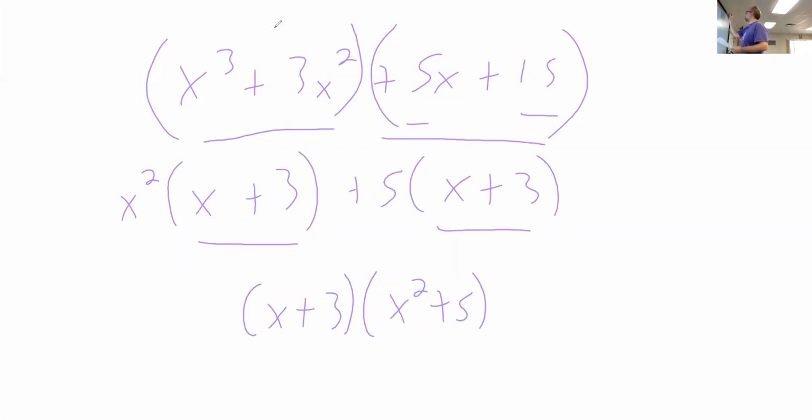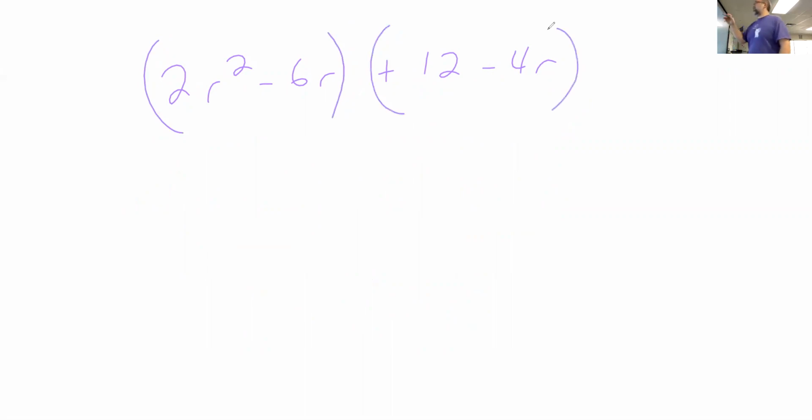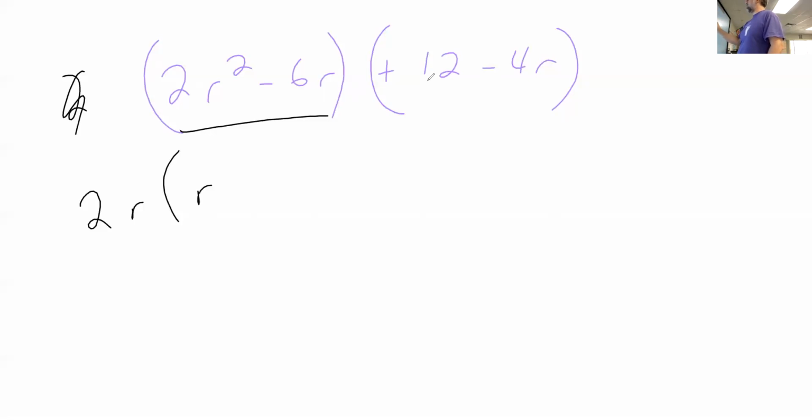All right, next example. You've got 2r to the 2 minus 6r plus 12 minus 4r. Same style. Start with the parentheses, grouping two of them at a time. Now we're going to pull out a GCF from each one. From this one, I see we can pull out a 2, and they both share an r, so I pull out an r as well. What's left is r minus 3.